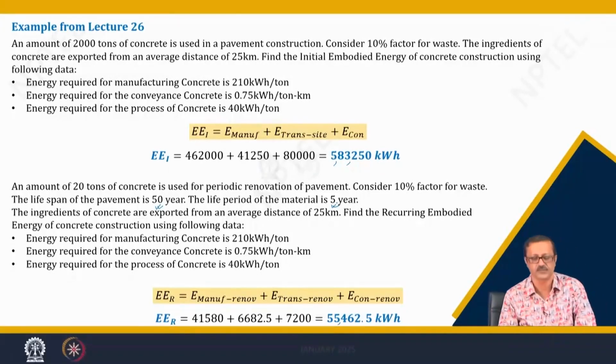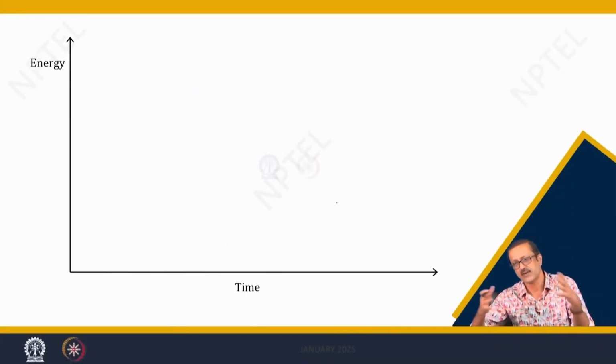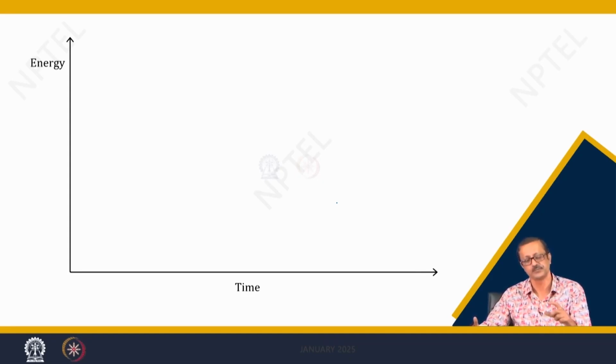So, I have to repeat the repair or the renovation 9 times, because it is 50 minus 5 minus 1. The 1 is subtracted because it is already taken into the time of construction. So, the total amount of energy for these 9 times is 55,462.5. I can divide that by 9, and the quotient of the division will be how much recurring energy I require each time, after every 5 years or so.